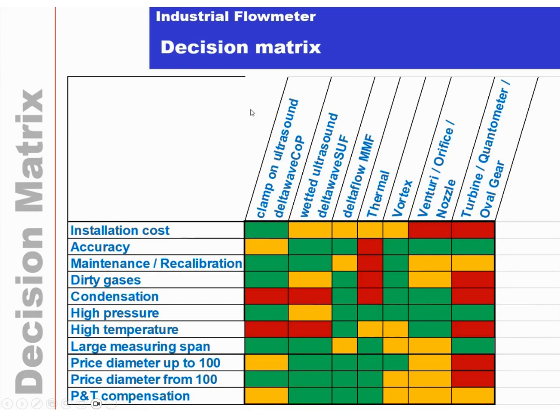Here is a decision matrix if you go for a flow meter. So here's what you might look for, and here's the different technologies. I don't go through this matrix. You get the presentation, and you can use this to get to a fast idea what the cost is of that.